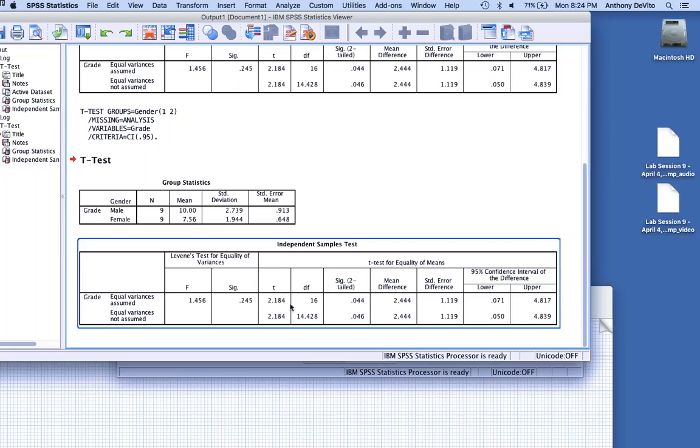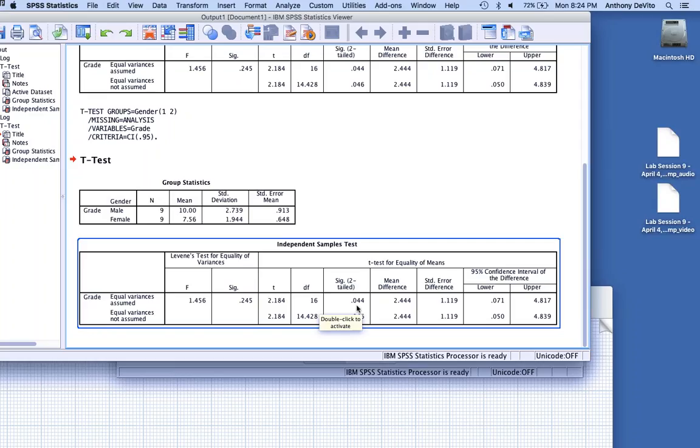Now that I've decided that, I just go across the top, and the t-value that I calculate is 2.184. Bless you, by the way. 2.184. Same number that we found before, right? Or pretty much same number. The degrees of freedom is 16, same one that we used.